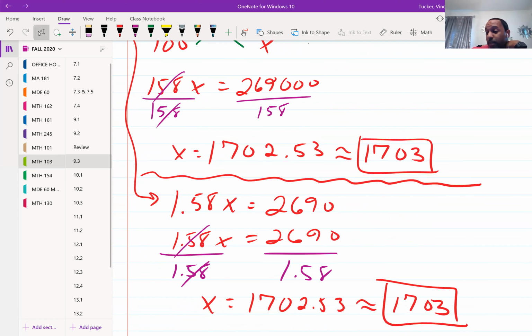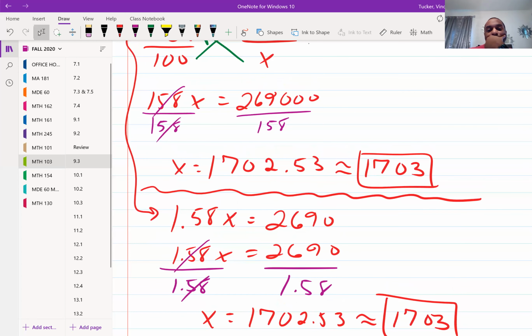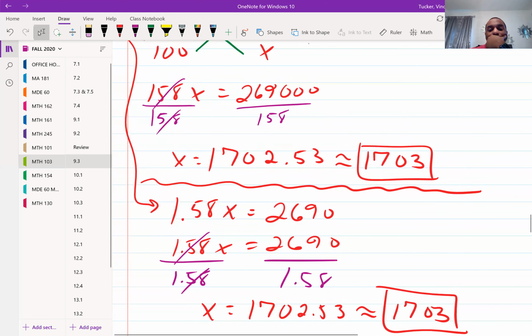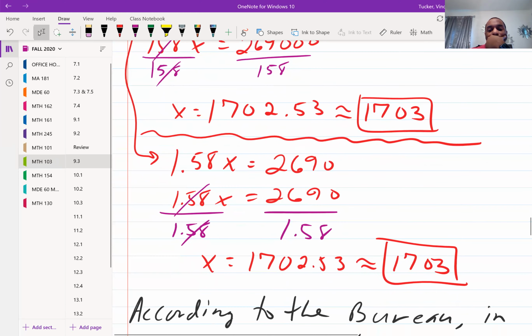It's all about assigning which part is your base and which part is your amount, making sure you're cool on that. All right, so questions on that one before we do another one? Make sure we're okay. All right, can I scroll up?